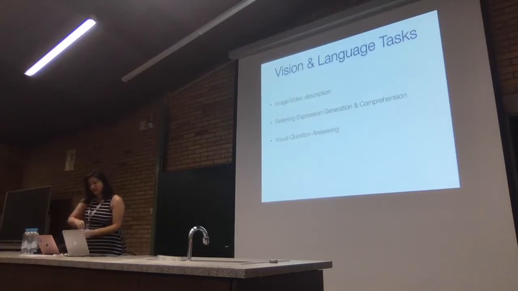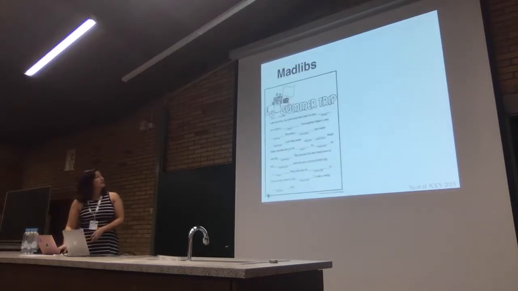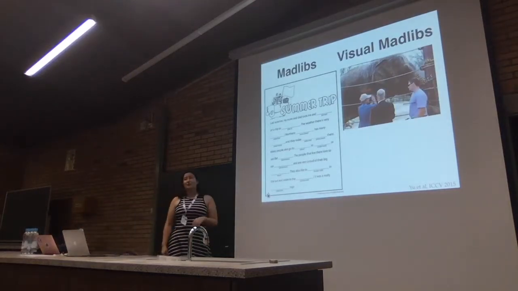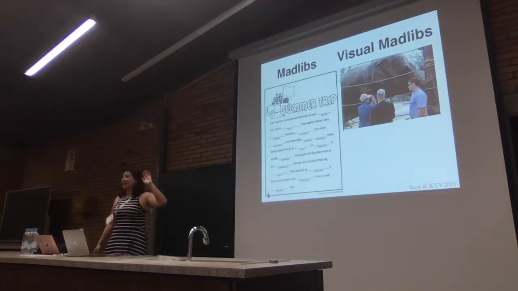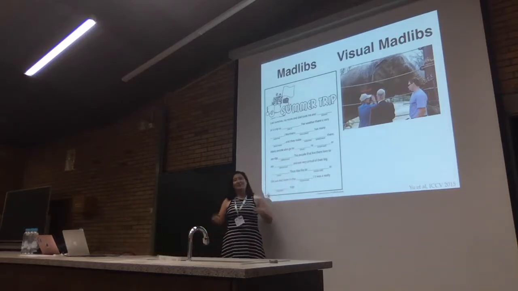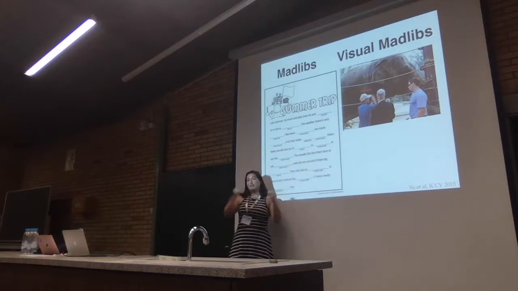Okay, and then the last task I wanted to talk about a little bit is visual question answering, and this has been really popular in recent years. So for visual question answering, we built this data set called Visual Mad Libs. I don't know if any of you have played Mad Libs as a child. It's like this fill in the blank thing which you play with two people where you say, give me a place, give me an action verb, and then you sort of fill in these blanks.